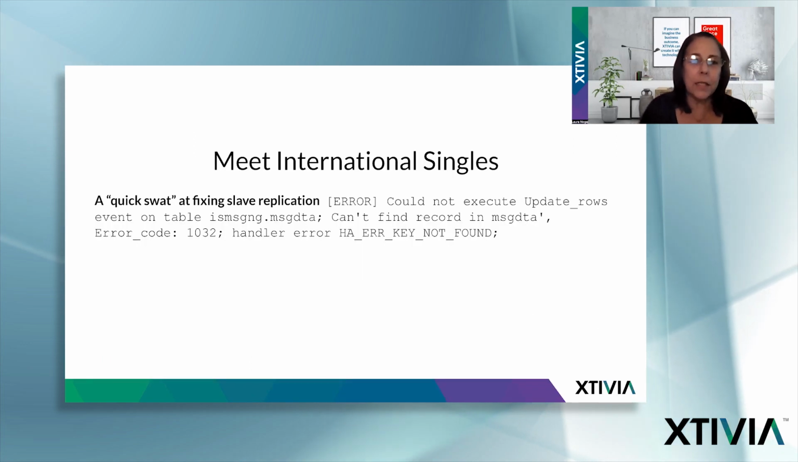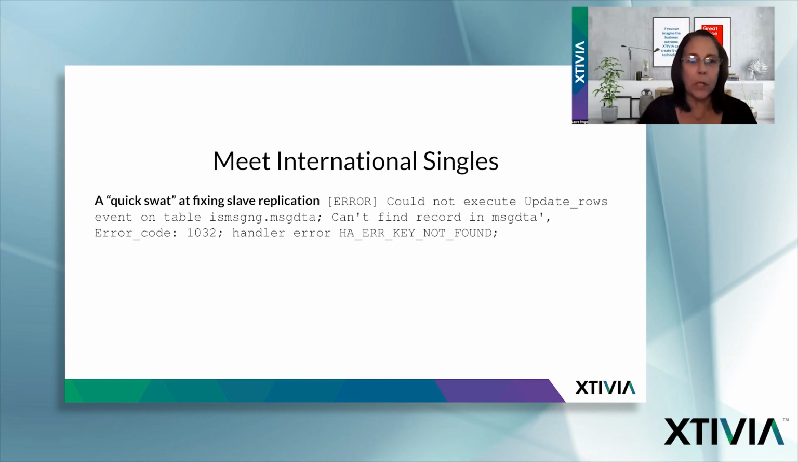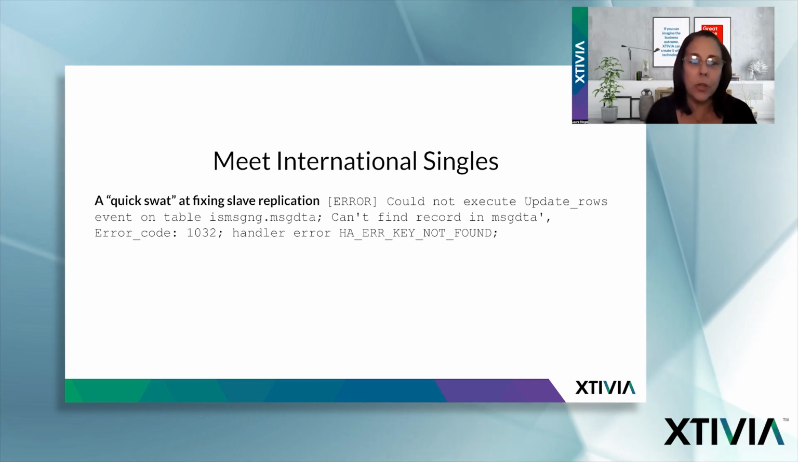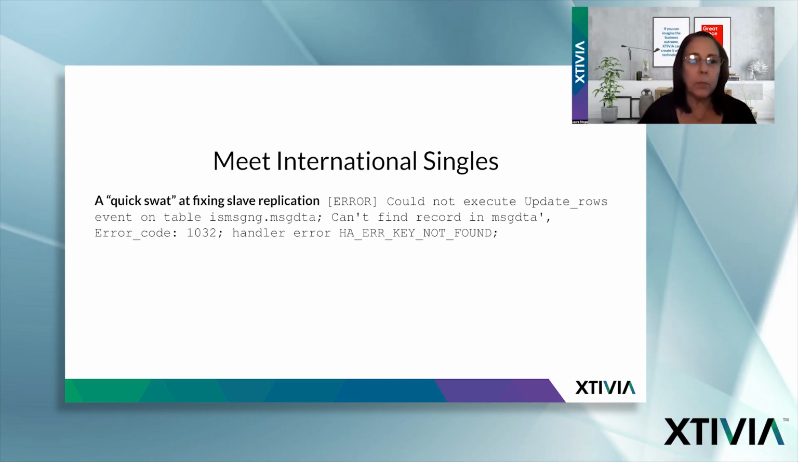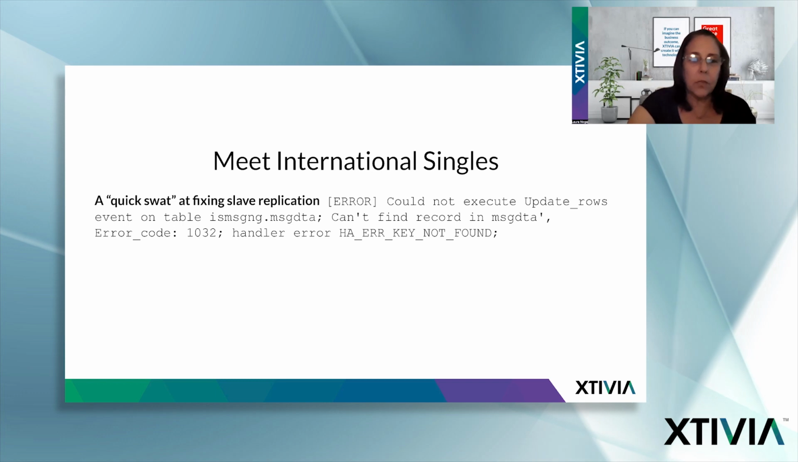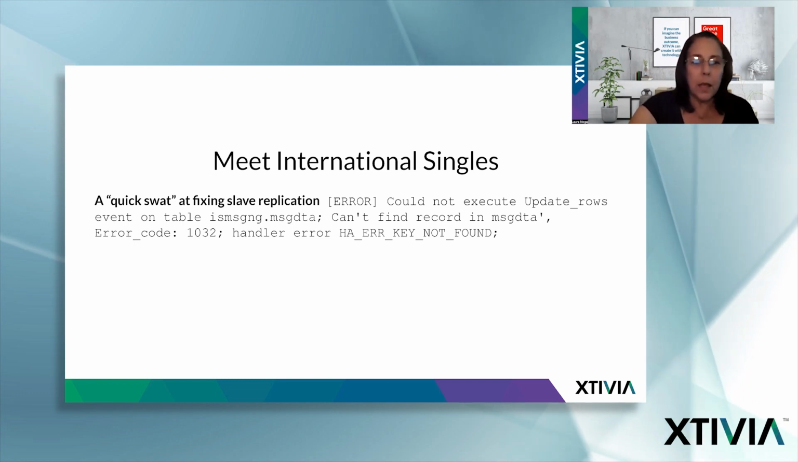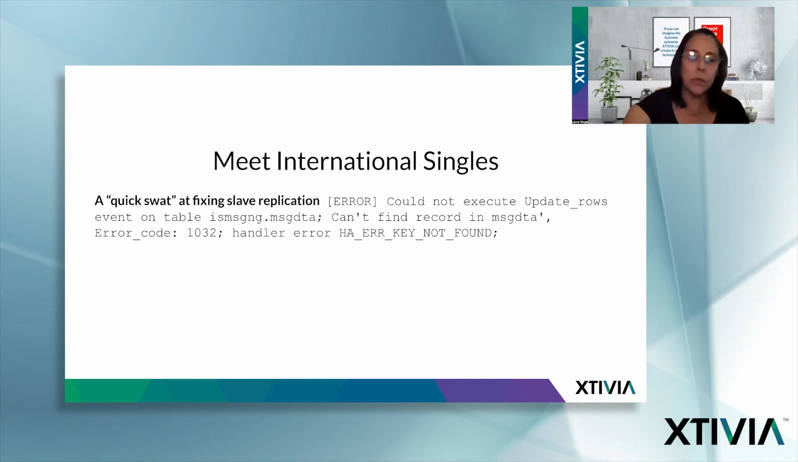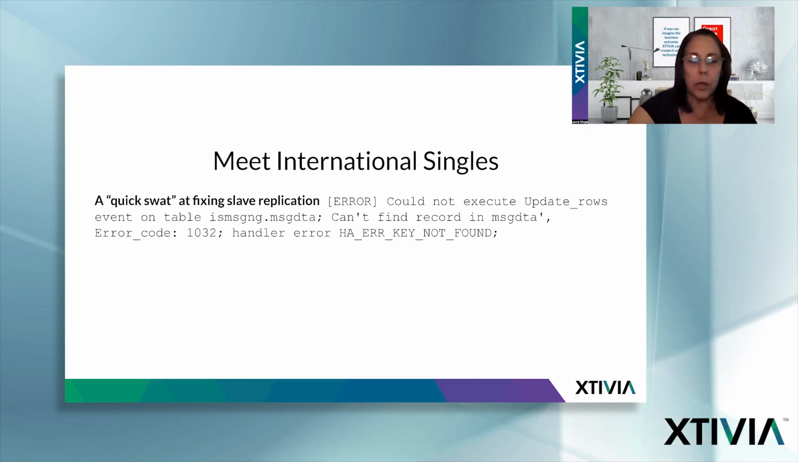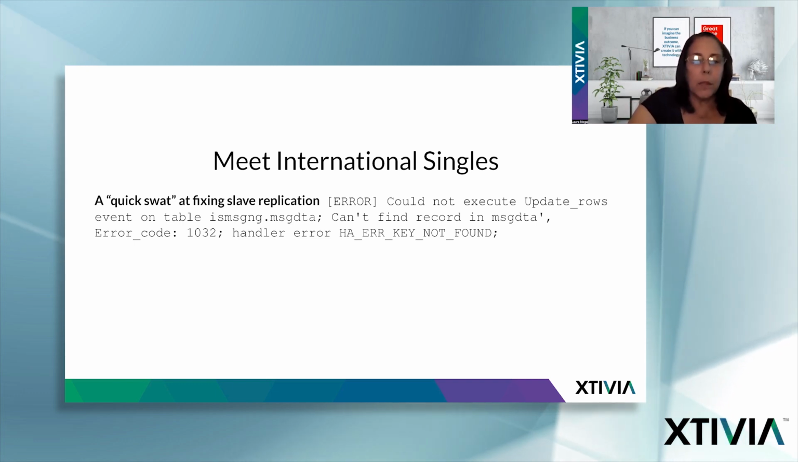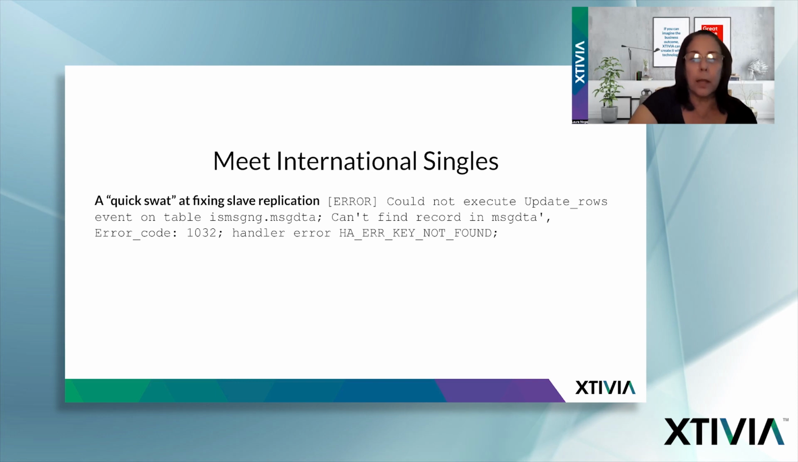Today, I'm going to discuss how to perform a quick SWAT at fixing a slave replication error. Specifically, the error "could not execute update rows event on table, can't find record." This is a particular error I received at a client of ours, who is a large dating website. The error could be either could not execute update rows, could not execute delete, or insert.